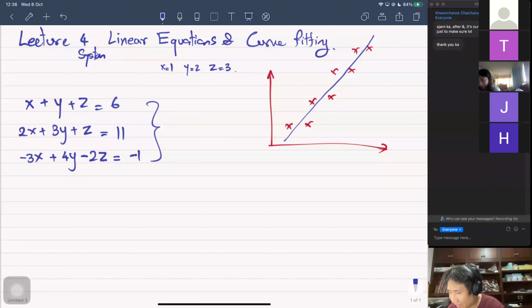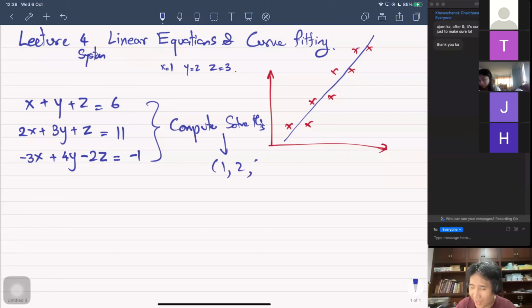No, 2 plus 6 is 8. 8 plus 3 is 11. Minus 3 plus 8, that's plus 5. Plus 5 minus 6 is minus 1. Okay, so the goal here is to get the computer to solve this, which means it needs to give you 1, 2, and 3 as your answer.